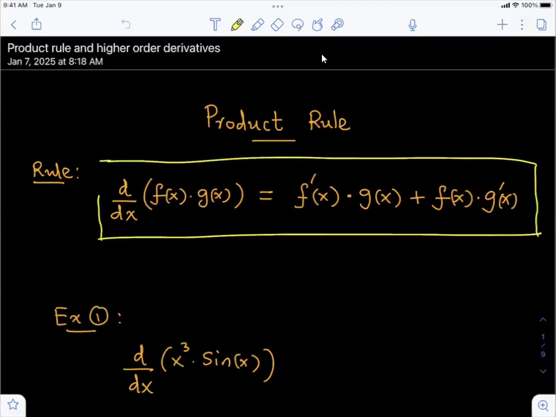Hello, everybody. Welcome back. In this lesson, we will go over more examples for the product rule and then another related topic, which is about higher order derivatives. So first of all, since we are already familiar with the product rule and we already worked with some examples for the product rule, why don't we just start right away with examples? First of all, recall the formula.